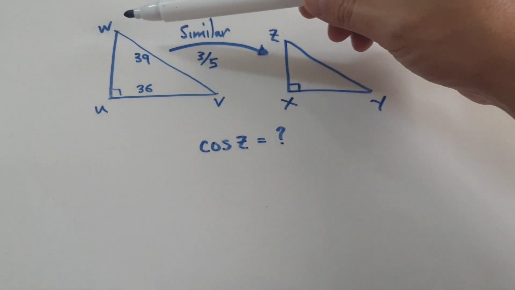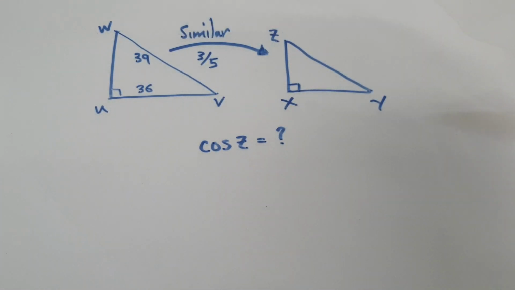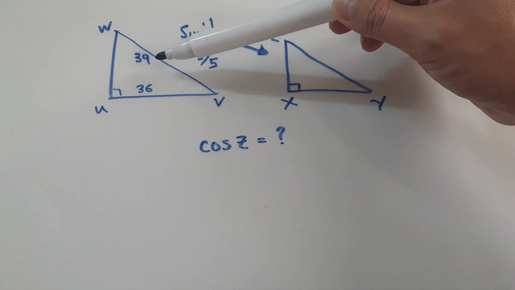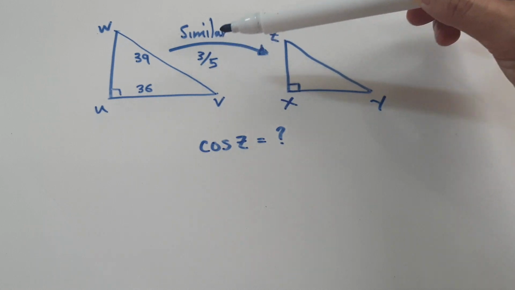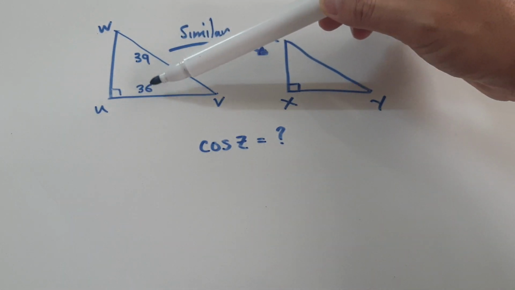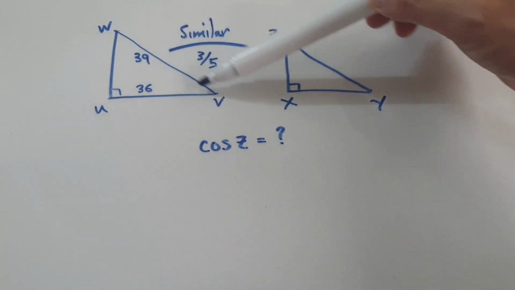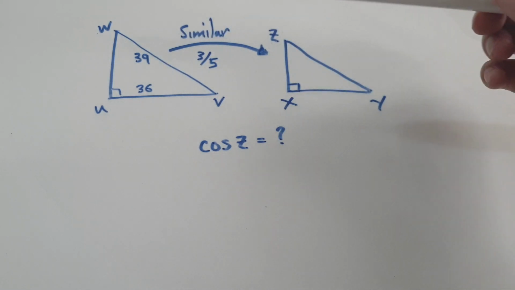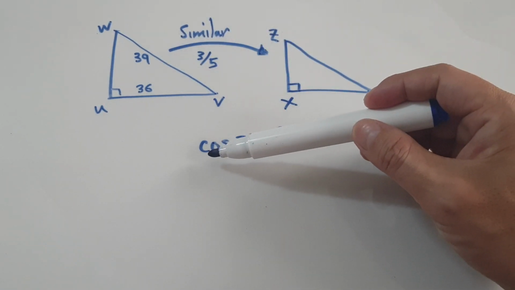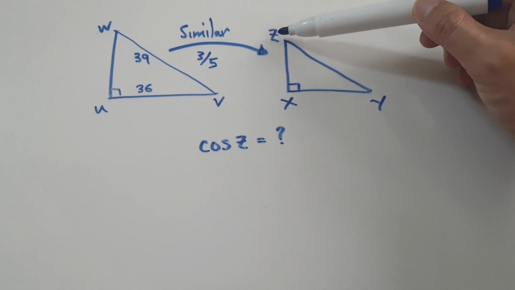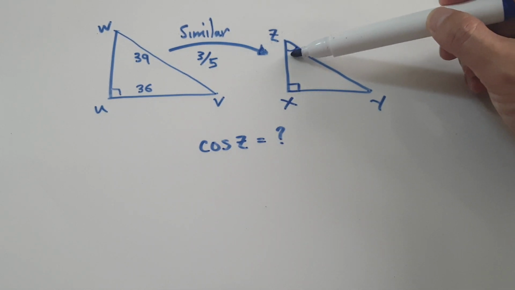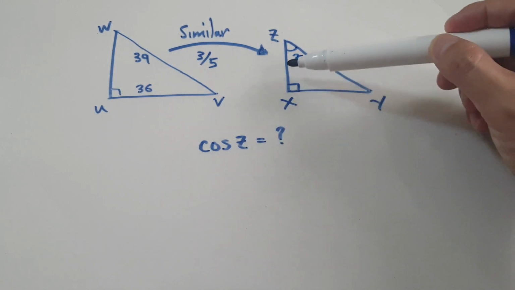So you've been given this triangle, and then you're told that another triangle is similar to the given triangle, where all the lengths have been reduced to 3/5. So this length was given to be 36, the hypotenuse 39. So you're asked to find the cos of the angle z. So the angle z is right here, and then you're asked to find cos of z.